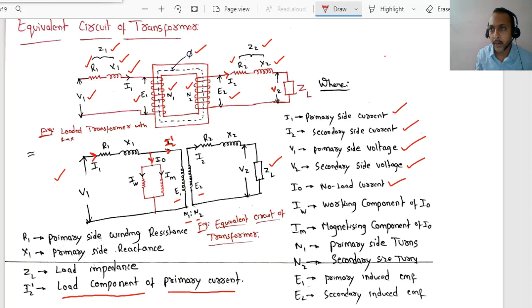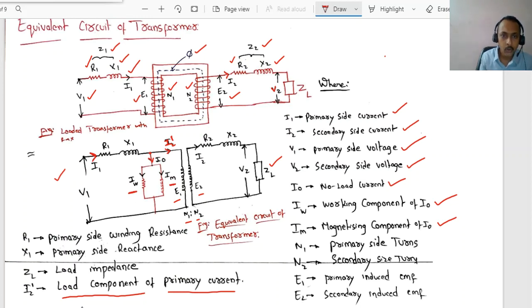Now one more important point, dear students. This I0 no load current again will be divided into two parts or resolved into two components. What are those? One is the working component IW and another one is the magnetizing component IM. If you have already watched the ideal transformer concept, there we have already discussed how to resolve that I0 into two components. One is the horizontal component and another one is the vertical component, right? So now this I0 is resolved into working component and magnetizing component.